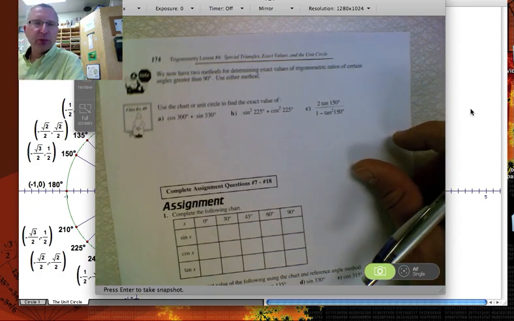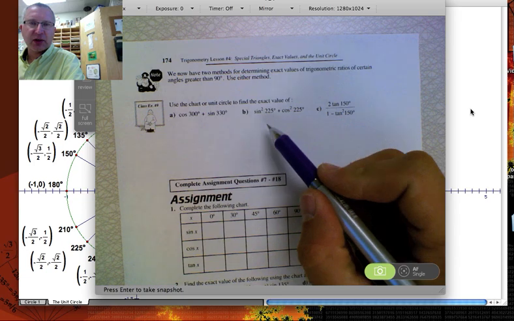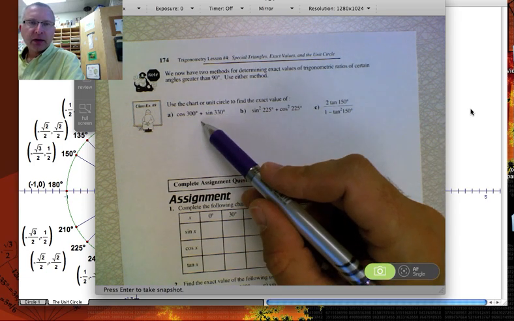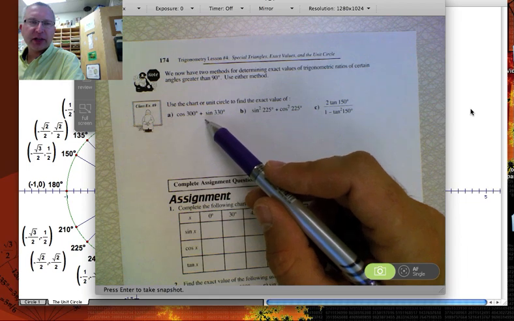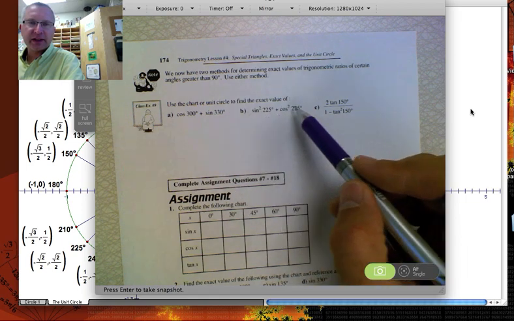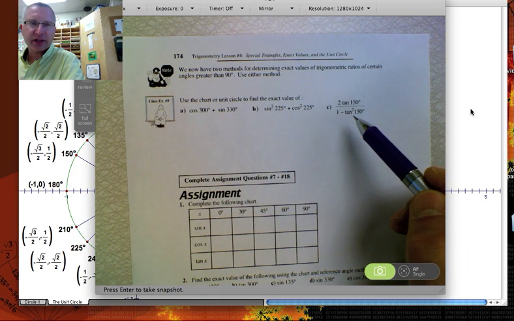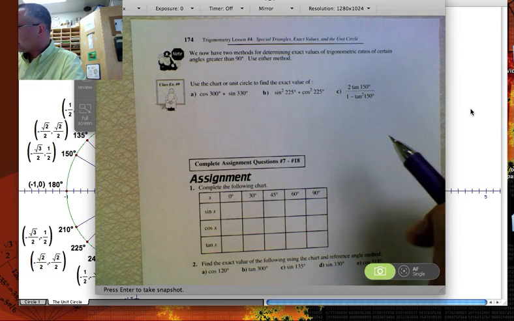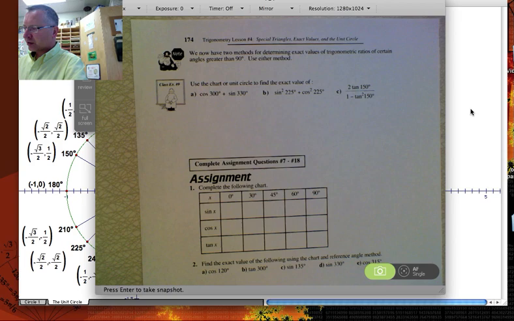So we now have 2 methods that we can actually solve questions with. So we can either use our chart or we can use our circle to try and get the exact value of these expressions here. I'm going to tend to focus on the unit circle because it's something you're going to have to use more of than the chart.